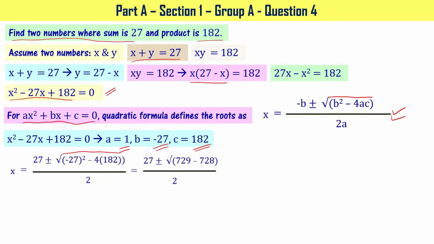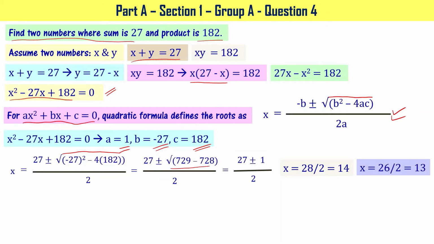27 whole square is 729. 4 times 182 is 728. Now, in the square root, you have only 1 as the answer, right? So now it can be written as 27 plus or minus 1 divided by 2. If I take plus, it becomes 27 plus 1 divided by 2. It means it is 28 by 2, that is equal to 14. If I take negative sign, it is going to be 27 minus 1 divided by 2. It means x equal to 26 by 2, that is equal to 13, right?